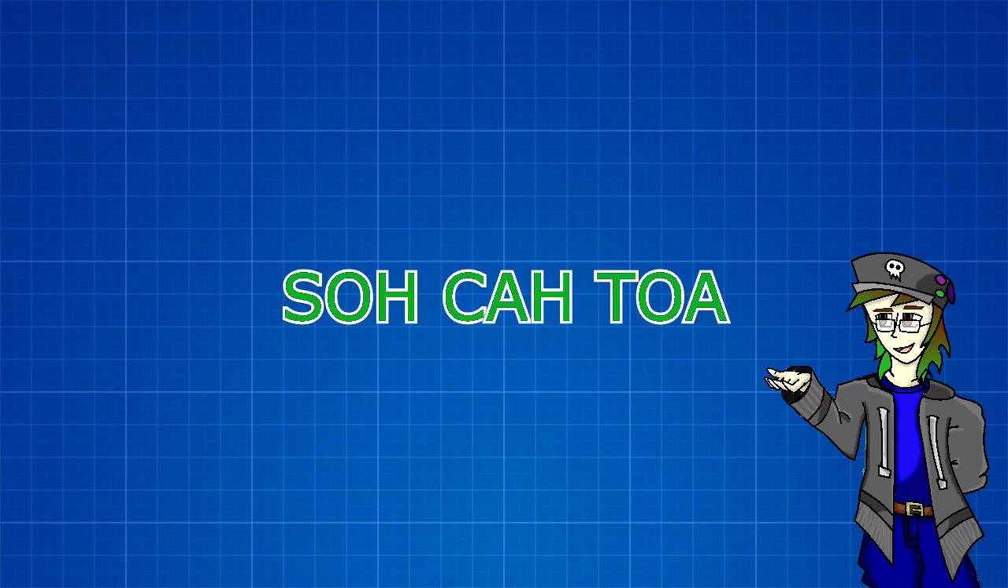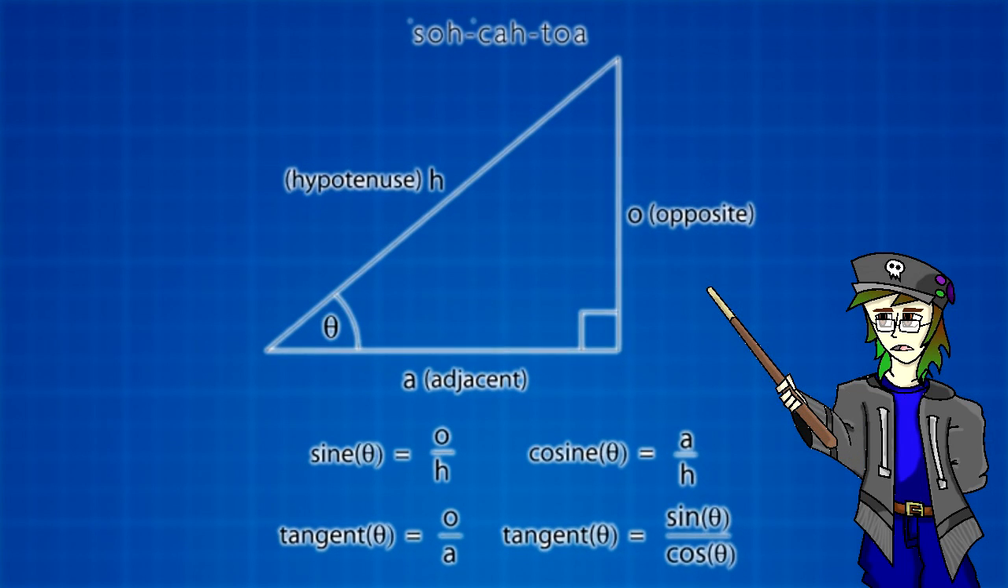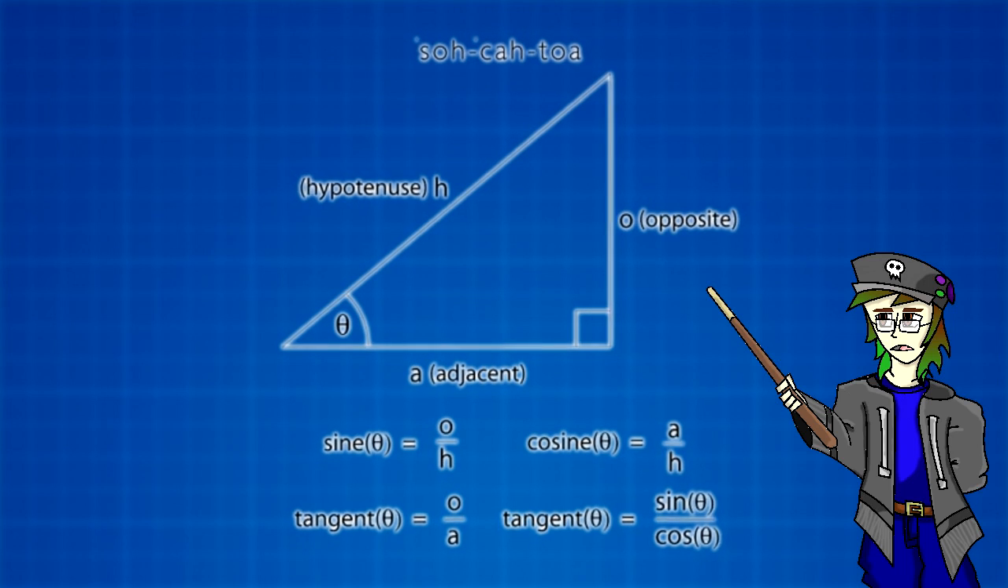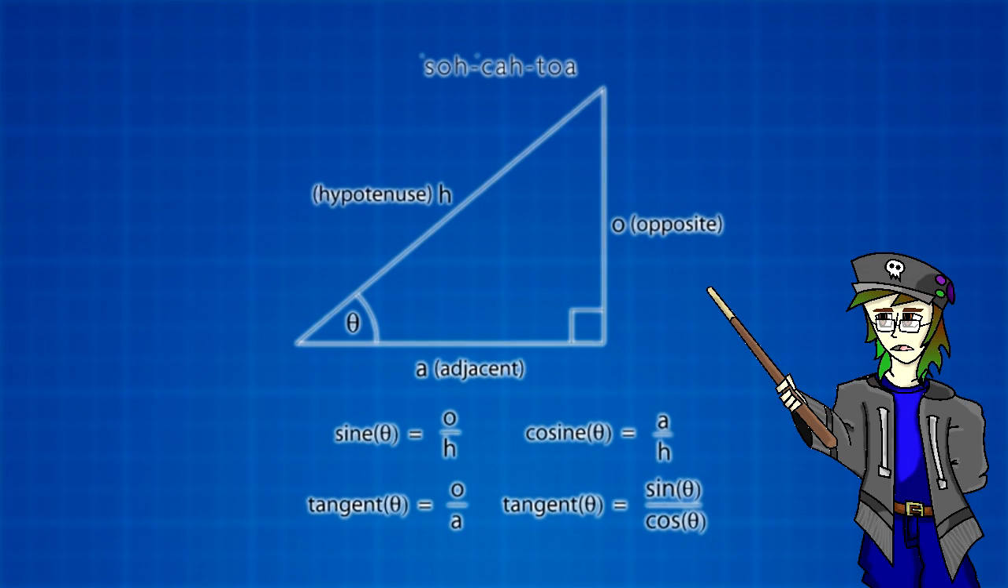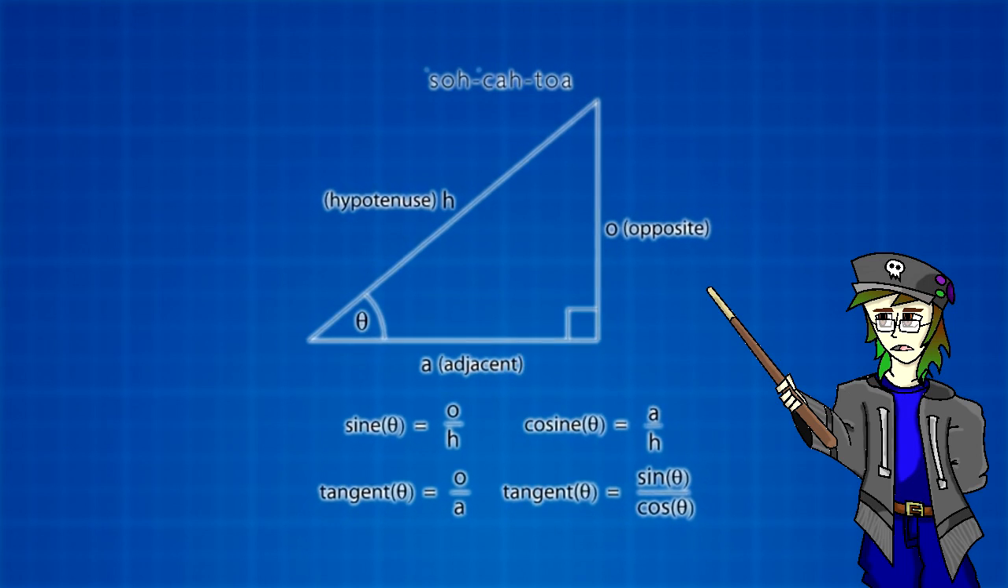He also spells out the acronym SOHCAHTOA, which is often used by trigonometry students to remember the first 3 trigonometric ratios, by which it reads as sine is equal to opposite over hypotenuse, cosine is equal to adjacent over hypotenuse, and tangent is equal to opposite over adjacent.